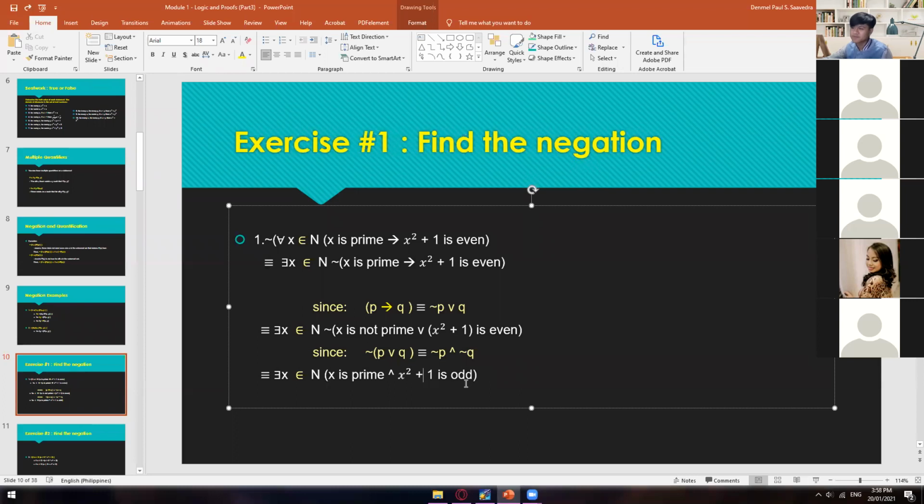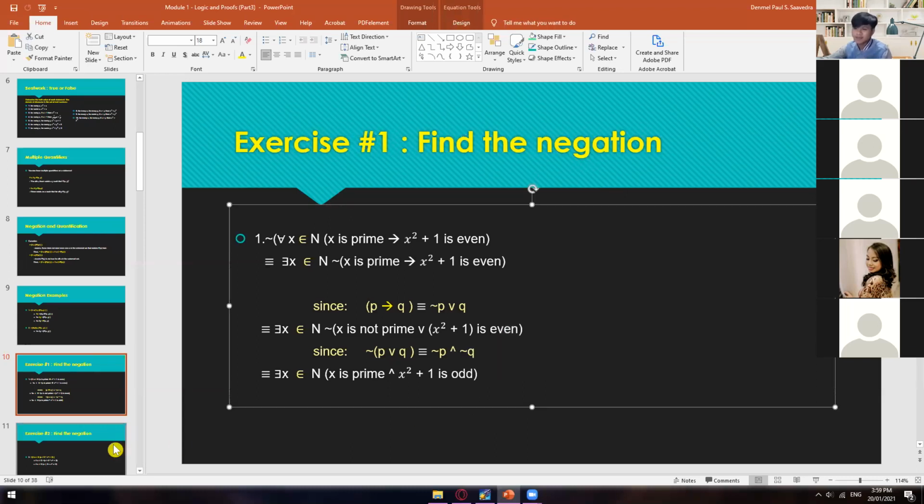So again, I think the only tricky part is this one, because maybe some of you or most of you will say that the negated value of this one is "X squared plus 1 is not even." Do not do that. If you can find a straight opposite of that word, then please do so, just like this one. The opposite of even is odd.